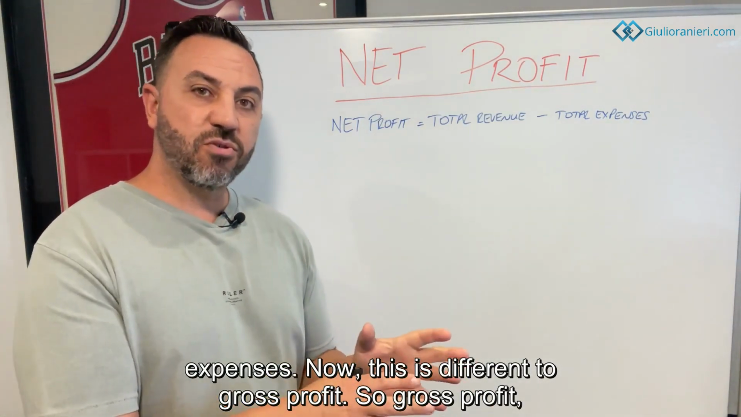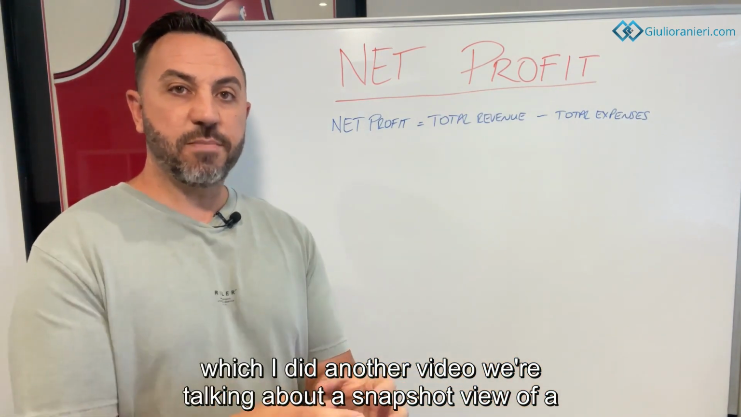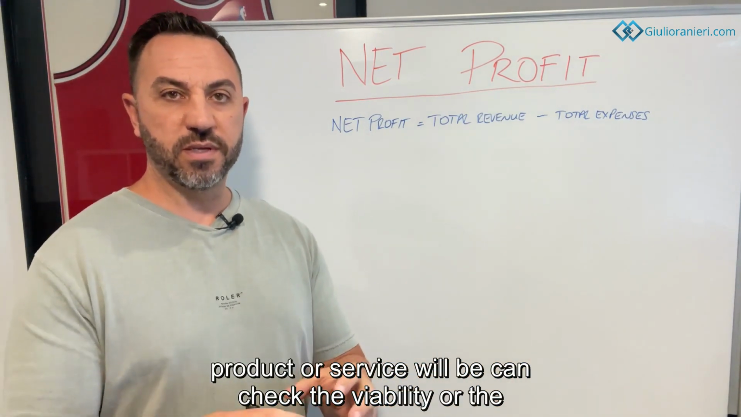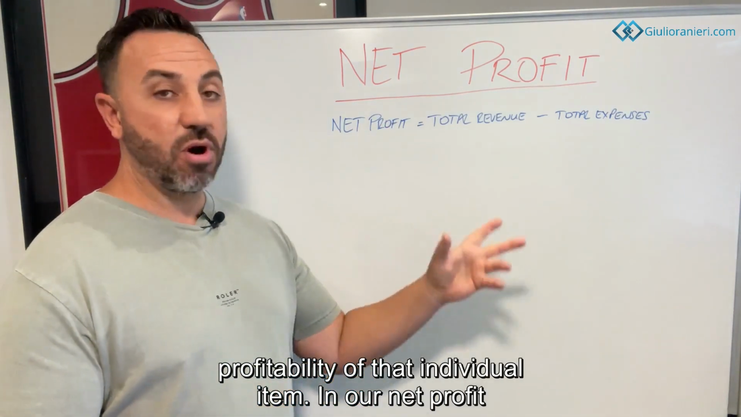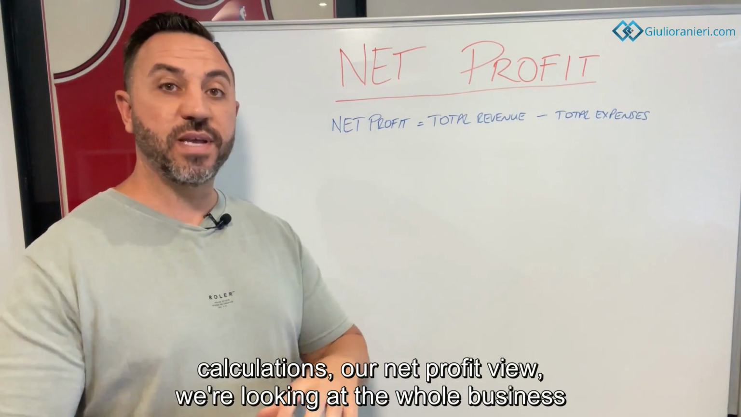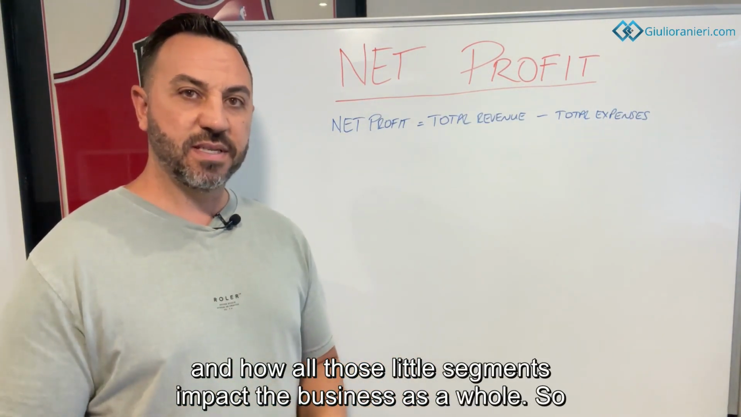Now this is different to gross profit. Gross profit, which I did in another video, is a snapshot view of a product or service where we can check the viability or the profitability of that individual item. In our net profit calculations, we're looking at the whole business and how all those little segments impact the business as a whole.